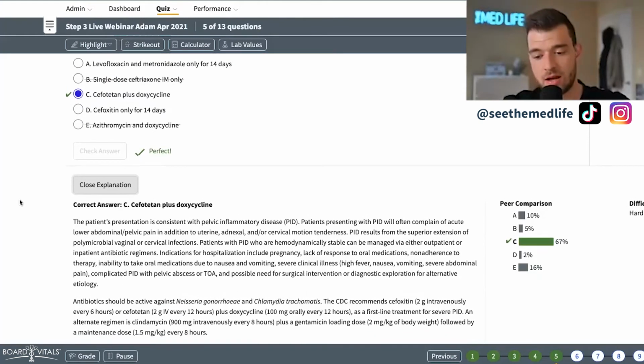I put it in here because it's a hard antibiotic question. I want to prove that it's not always as easy as choosing a class or something like this. This is a question you really had to think through. Nice job nailing the PID.